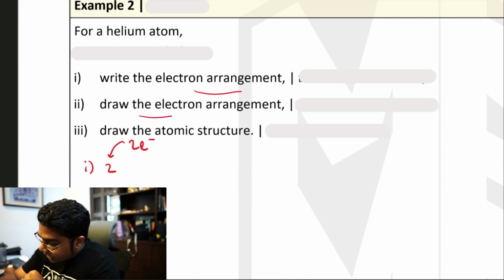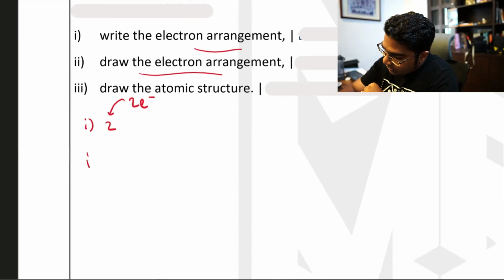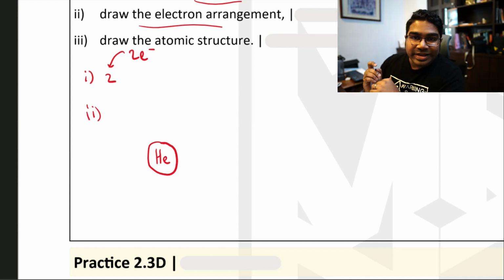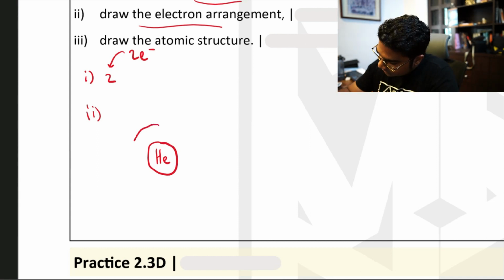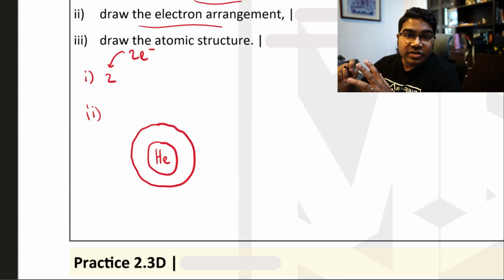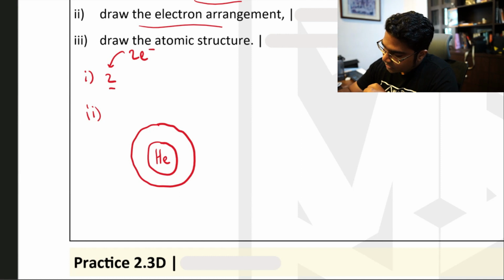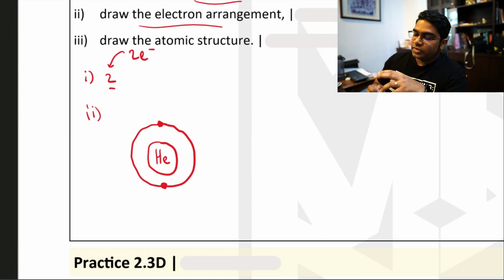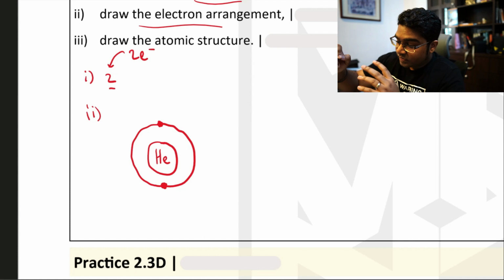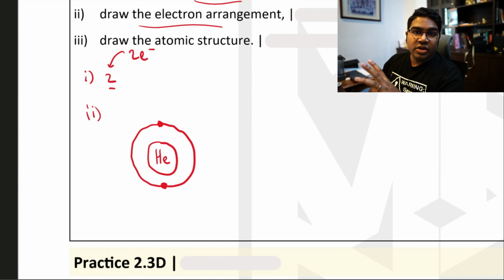Now how to draw the electron arrangement? So let's draw the nucleus first. The nucleus must contain the symbol of the element, He, for helium. Draw a circle. This is the nucleus. And then we draw the first shell. So the first shell will be just outside the nucleus. And the number of electrons that are occupying this shell is 2. So we can use dots or we can use crosses. So this one I'm using dots. We just draw 2 dots. We usually draw them on opposite ends, one up and one down. So this is the electron arrangement drawn.